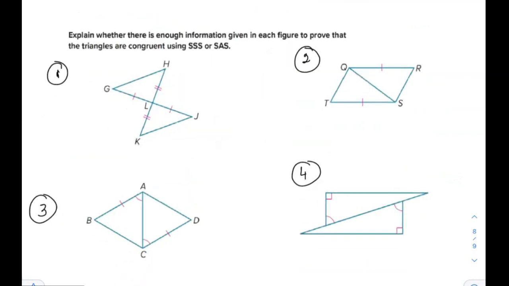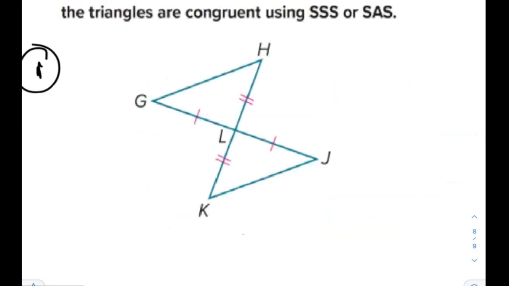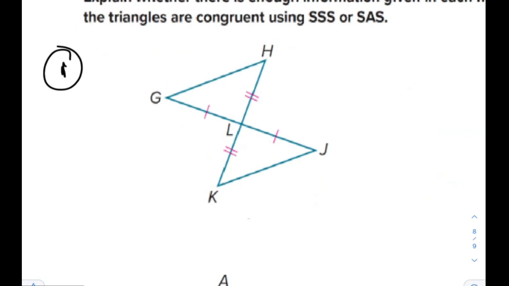Explain whether there is enough information given in each figure to prove that the triangles are congruent using SSS, 3 sides, or side, angle, side, 2 sides and the angle included. Let's check question 1 here. What is given? We have this side congruent to this side. We have this side congruent to this side. Now we have 2 sides. Is there another side given? No. Is there any angle given directly? No. But everyone knows that this angle is congruent to that because they are vertical angles.